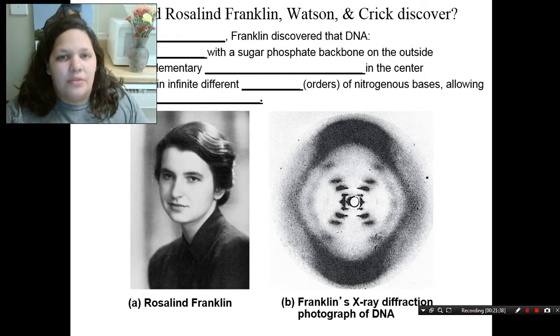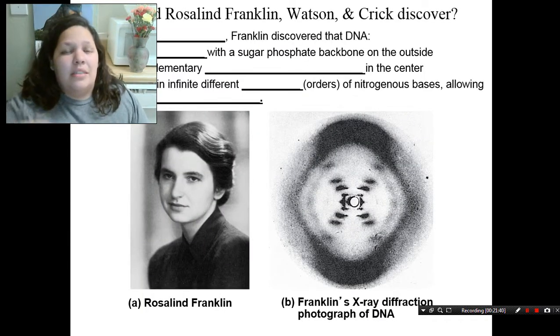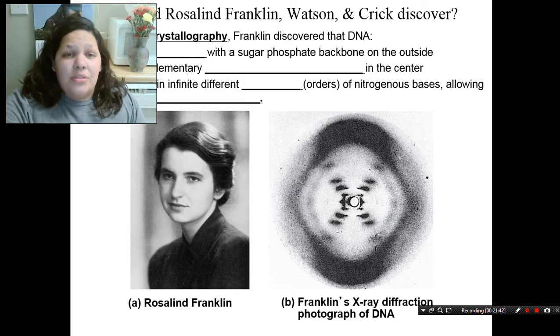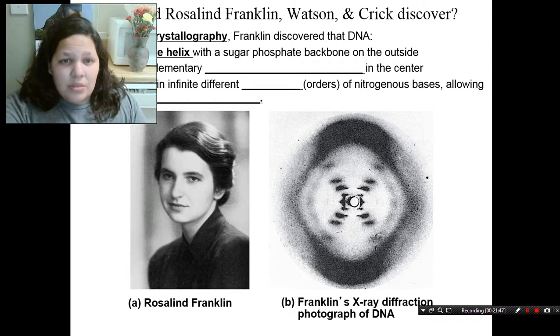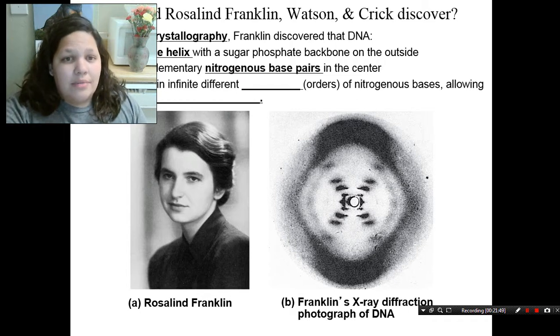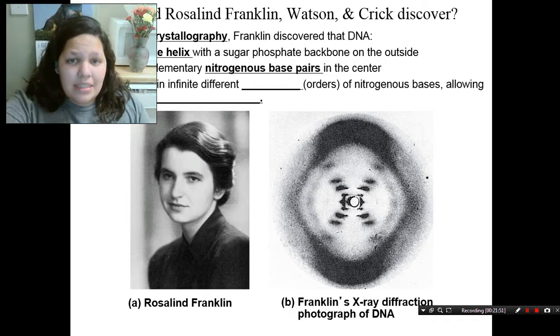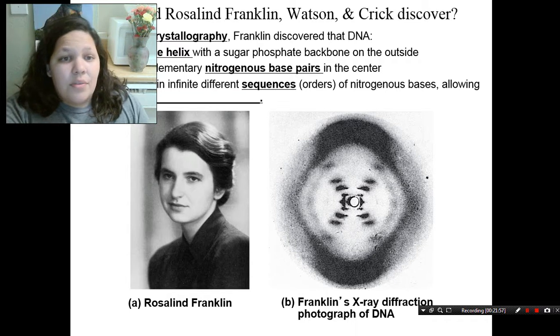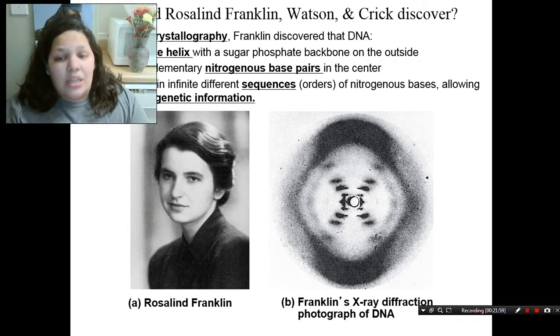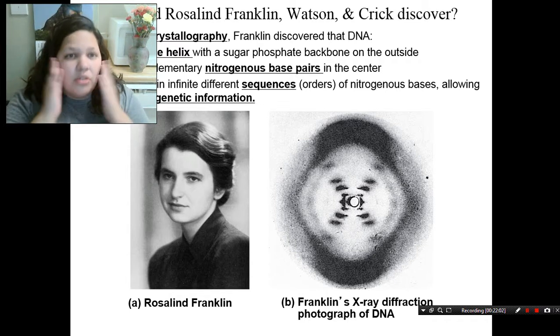So let's talk about Rosalind Franklin, Watson, and Crick, and what they discovered. Using X-ray crystallography, Franklin discovered that DNA is a double helix with a sugar phosphate backbone on the outside. It has pairs on the inside and can contain infinite different sequences of the bases, which allow it to carry the genetic information. This was huge. We had no idea this was occurring.